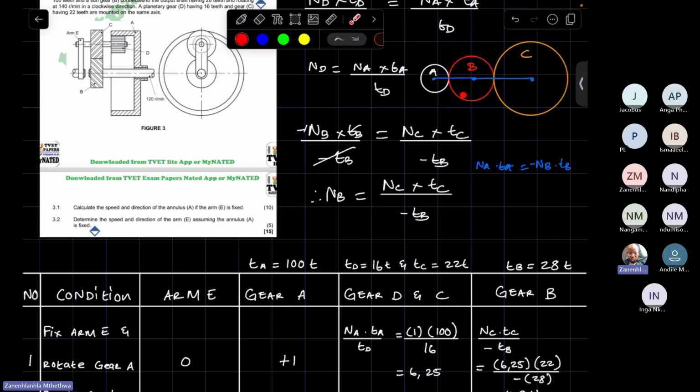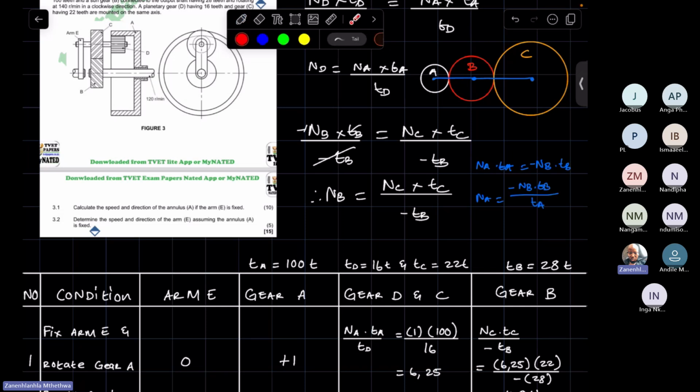So if this is going anti-clockwise, it means this is going clockwise. So it remains positive. Second step. Third step, solve for what you're looking for. What you're looking for is NA. So you divide both sides by TA. Hence, this will be negative NB TB divided by TA.